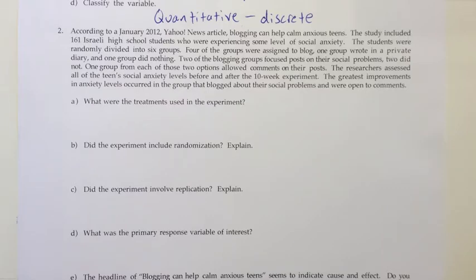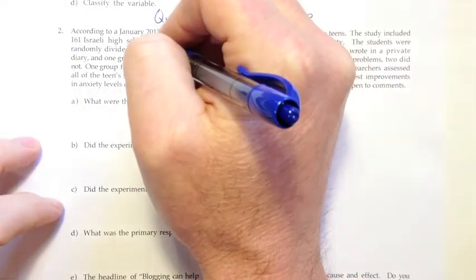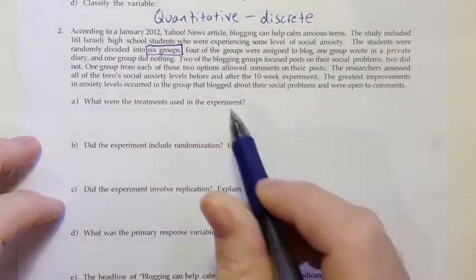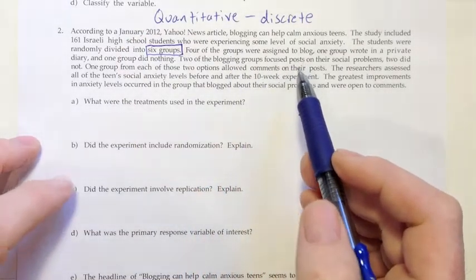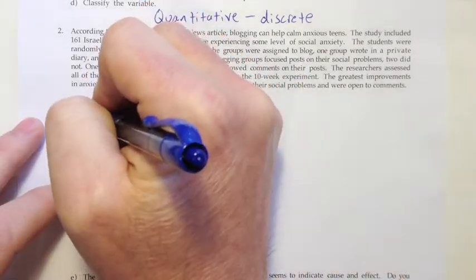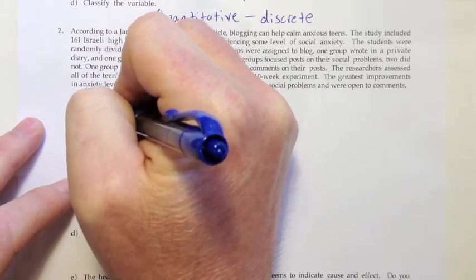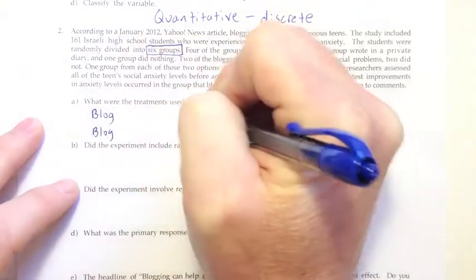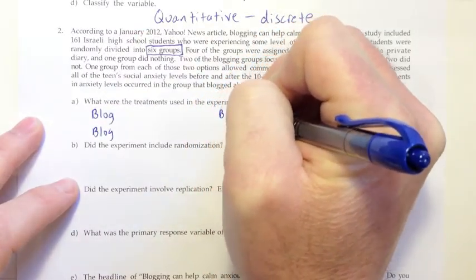So what were the treatments used in the experiment? It actually appears that there are 6 treatments. And so what are they? Well, 4 of them were blogging. So we have 4 groups blogging. You can almost write that 4 times: blog, blog, blog, blog.